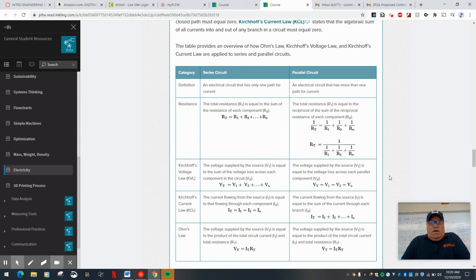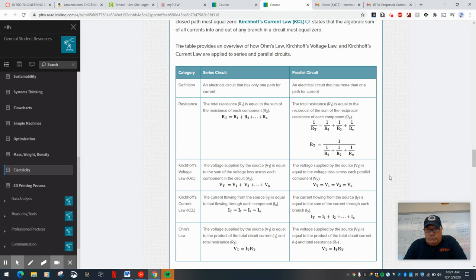Kirchhoff's voltage law says that the voltage supplied by the source, VT, is equal to the sum of the voltage loss across each component. All right. So the total voltage is equal to the sum of the voltage loss across each component, because as it's going through a component or a resistor, you're going to have a voltage drop. It's just the way that it is.